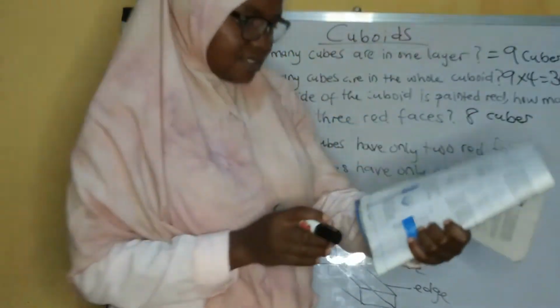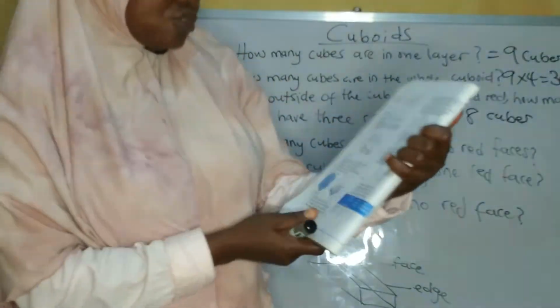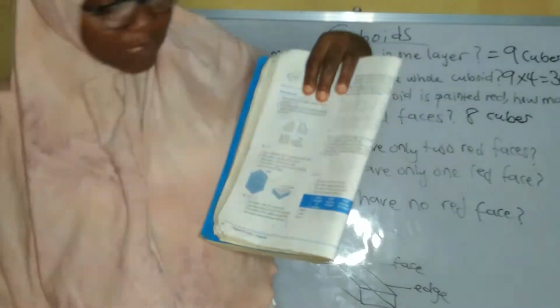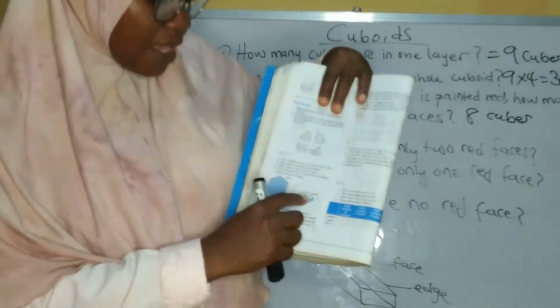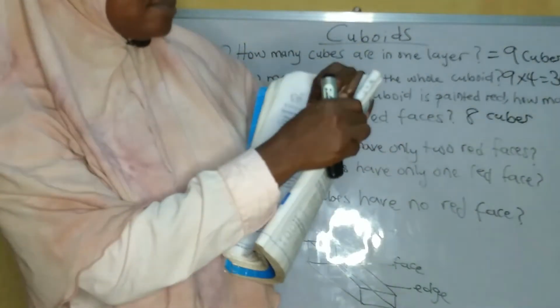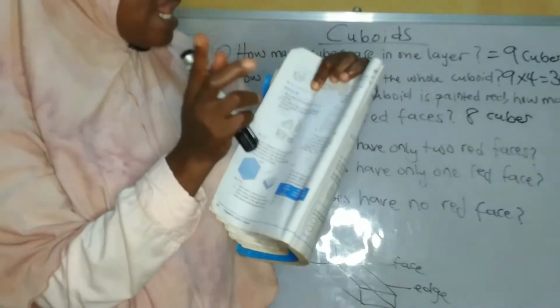Just 2 red faces. How many cubes have only 2 red faces? So this is what you want to do. You might want to look at the layers one by one. When you want to do that, one of the things you can do for yourself is just to say, oh, let's take it layer by layer to make it easier. We want to look at the ones that have only 2 red faces.